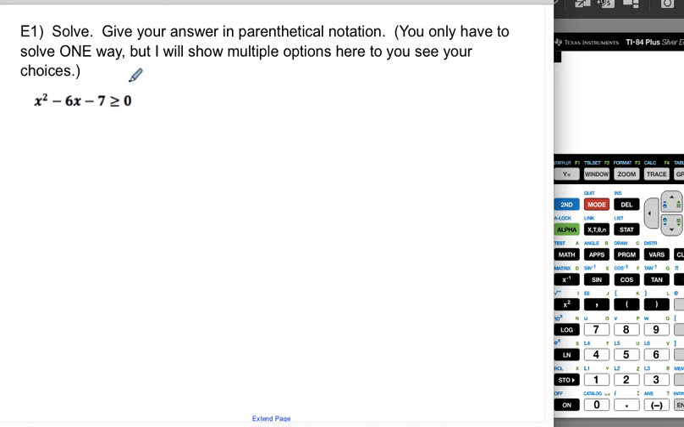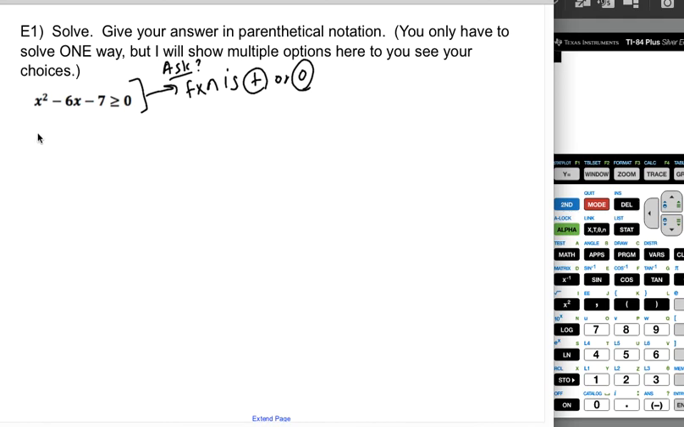Great. So the first thing I should do is recognize what question is being asked. This is asking when this function is positive or 0. That's what greater than or equal to 0 means, positive or 0. So I'm asked for what values is this, x squared minus 6x minus 7, positive or 0.